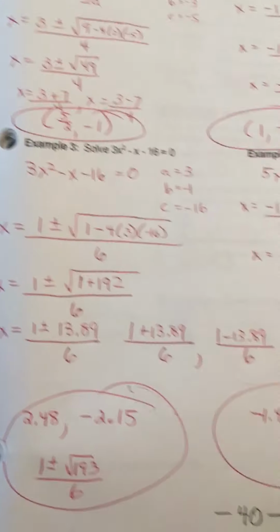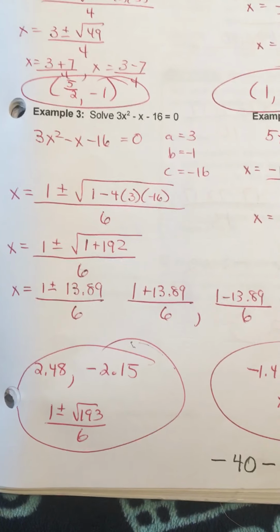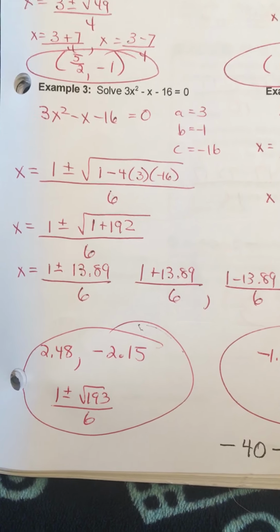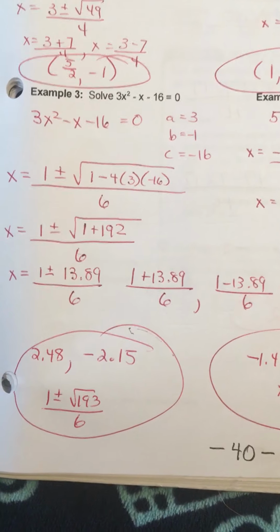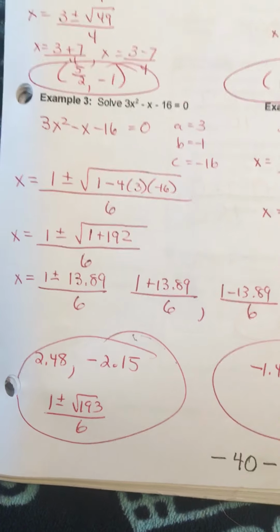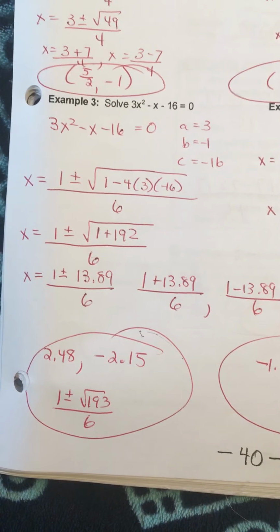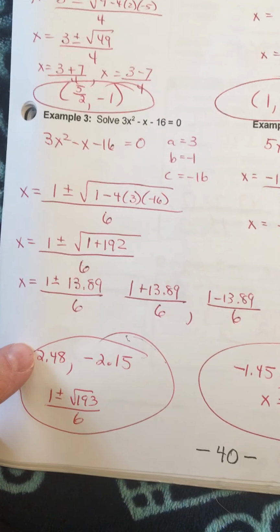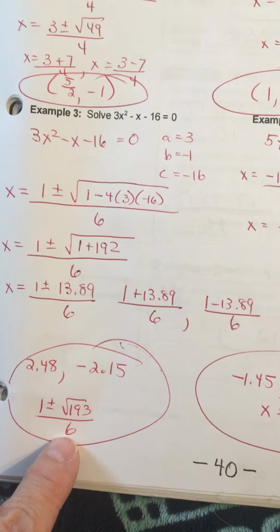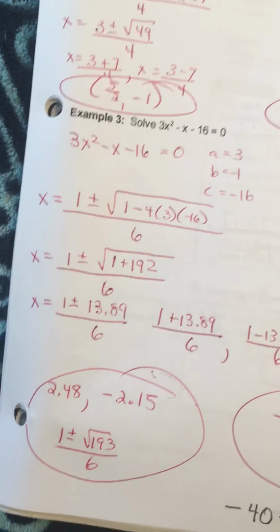Okay, so I'm going to show you the answer for number 3 and all the work. We get a equals 3, b equals negative 1, c equals negative 16. You can see where I plugged everything in, except this time, because I ended up with the square root of 193, which is not a perfect square, I rounded that to the nearest hundredth, and so my answers there are rounded to the nearest hundredth. Now, if you were asked to round to the nearest hundredth, you'd give me 2.48 and negative 2.15. If you were asked for simplest radical form, which we really haven't learned yet, you'd leave it like that. So that's the answer to number 3.